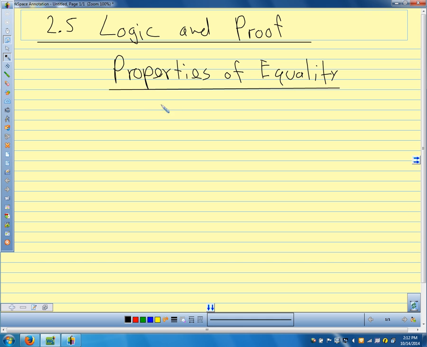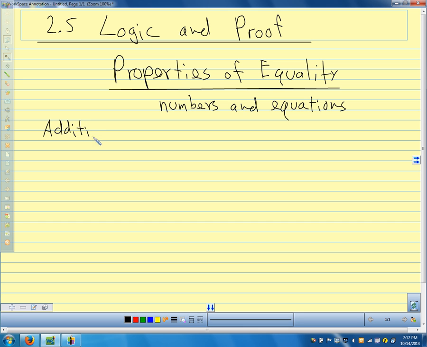These are kind of like our postulates for solving equations, really. So properties of equality we use for numbers and equations. And we'll talk about some different kinds of properties in a little bit. Addition. And I'm not going to write addition property of equality. All of these are properties of equality. So the book will always say addition property of equality. We'll just say addition. That's fine with me.